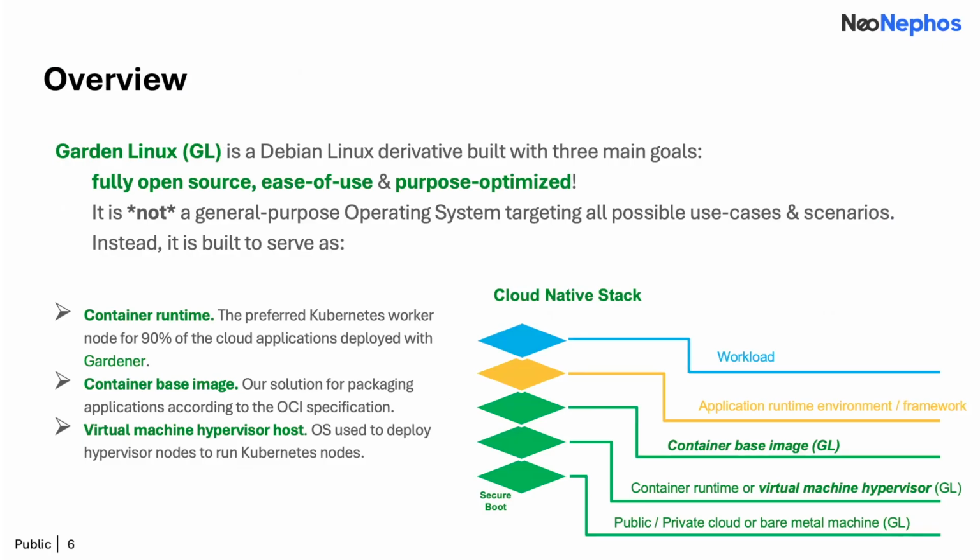Yeah, what is Garden Linux? Garden Linux is built with three main goals. It should be fully open source. You should be able to reproduce everything. It should be ease of use, and it's of course purpose optimized.